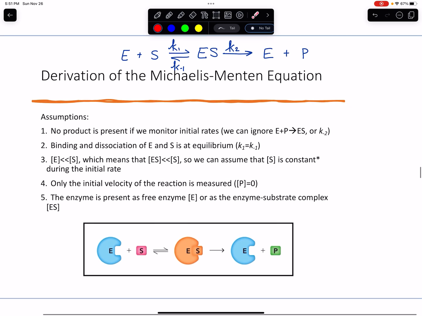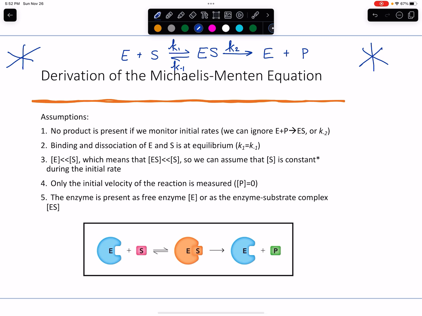The first thing we're going to do is state the assumptions, and then we're going to go through the derivation. This is one of our learning outcomes for the study of enzyme kinetics: for you to understand and know what these assumptions are. So this is super important.